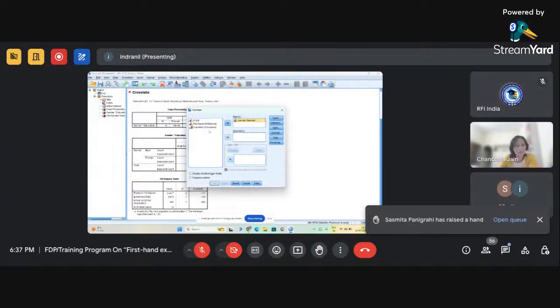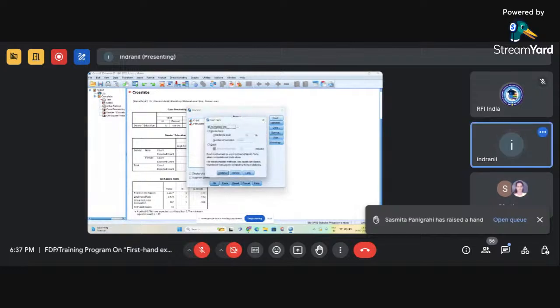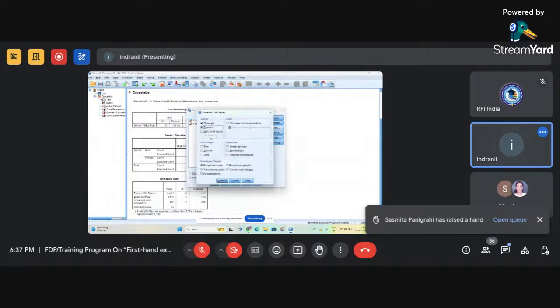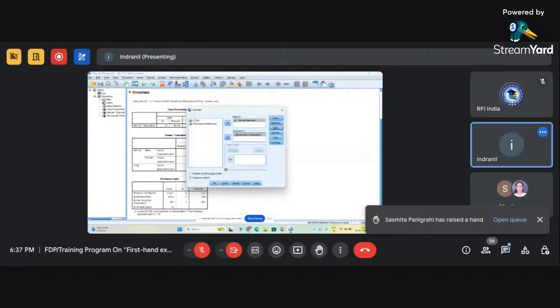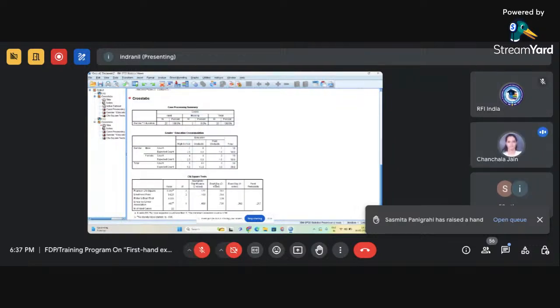Perform. Education and exact, expected. This is the first button. Now in Exact, you need to select the second option, Exact. Okay. And Statistics, chi-square, Cells, count, expected. Right, ma'am. Yes, now correct. I'm going. Okay, fine.